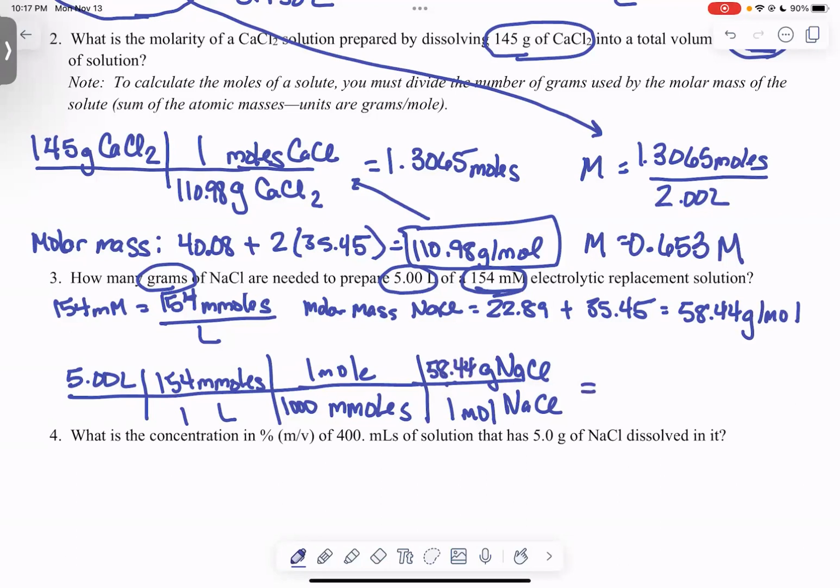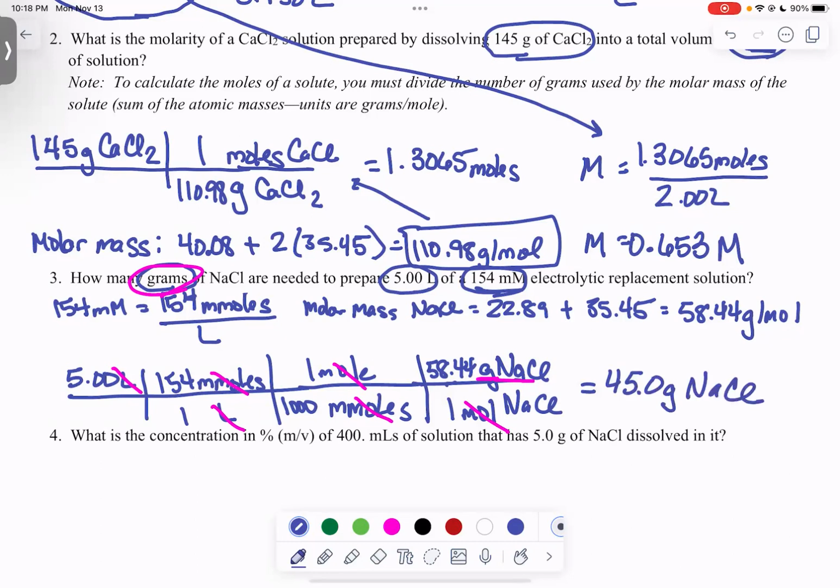And so let's double check to make sure all of our units canceled. Liters canceled, millimoles canceled, moles cancel. We're left in grams of NaCl, and that's exactly what we wanted, grams of NaCl. Okay, so we do the math and we get 44.9998. So let's just round that off to 3 sig figs, 45.0 grams of NaCl. So that's just saying how many grams do you need.